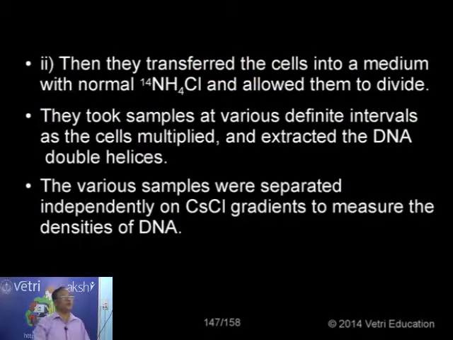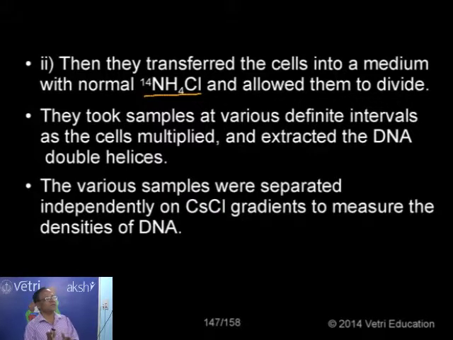Then step number 2. Now all the cells with the DNA with heavy nitrogen were transferred into a medium which contains ammonium chloride with light nitrogen, that is N14. The medium contains N14, so here there is no N15. We have only N14, so there is provision for incorporation of only N14. There is no N15 to be incorporated in the DNA which is going to be synthesized.